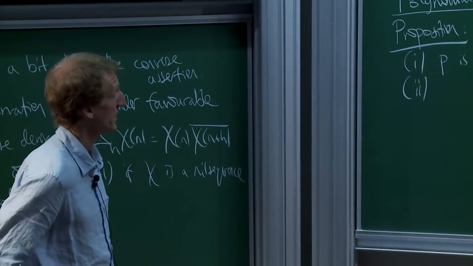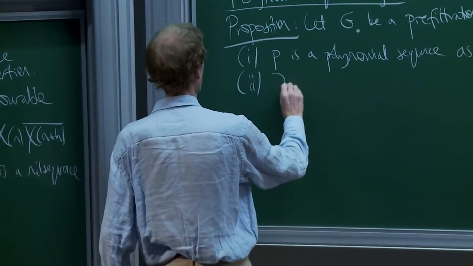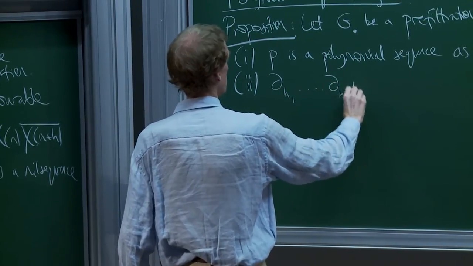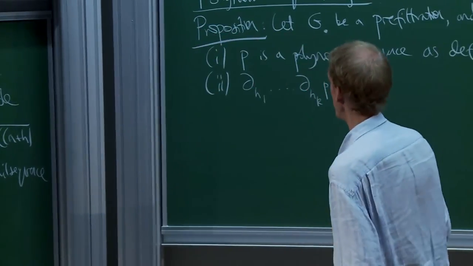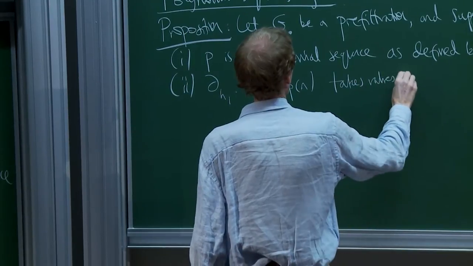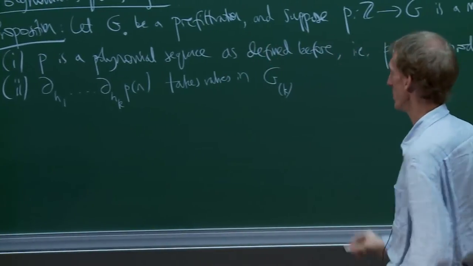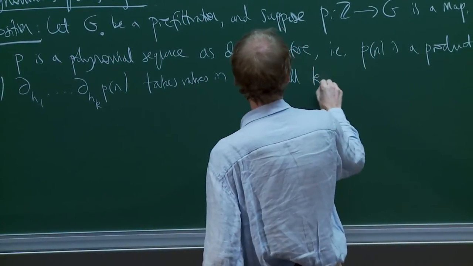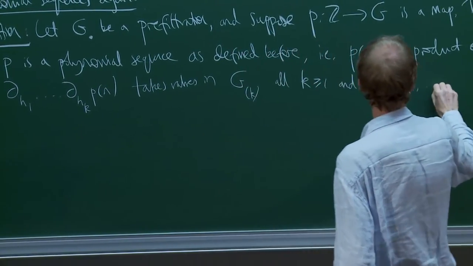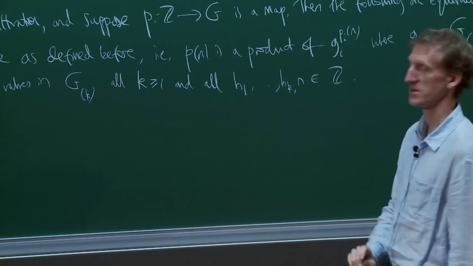Next is that the derivatives of p behave a bit like a polynomial. So delta sub h1 up to delta sub hk of p of n takes values in G sub k, for all integers k and all choices of h1 up to hk and n in the integers.